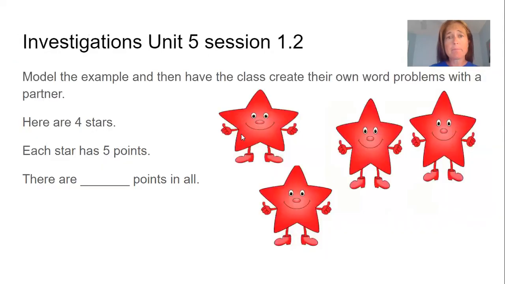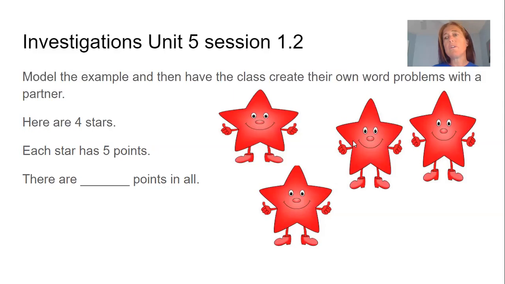Here's an example. I will model the example and then have the class create their own word problems with a partner. Now, of course, your partner would be someone at home, but here's my example. So I said, here are 4 stars. So I'm doing groups of 4. You can do groups of 2, 3, or 4. Each star has 5 points.